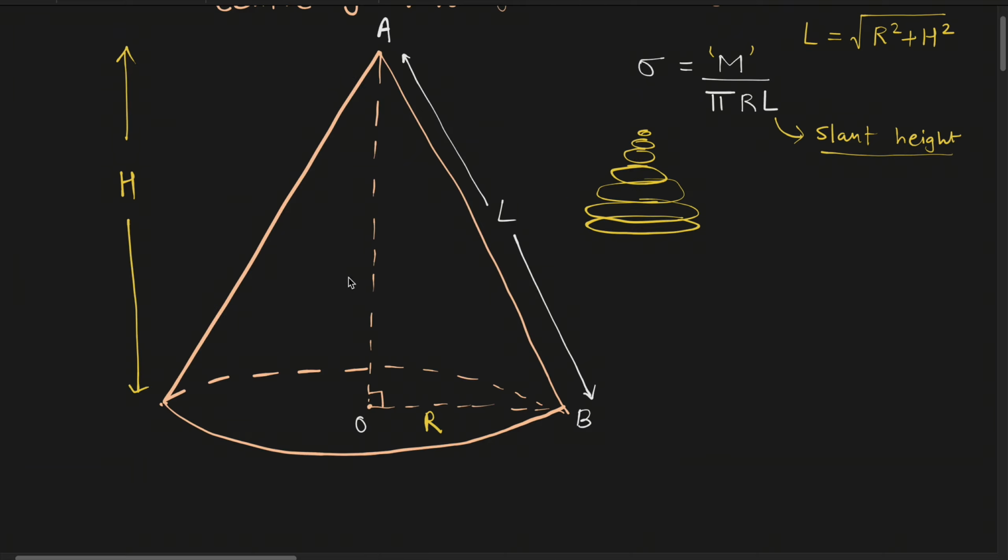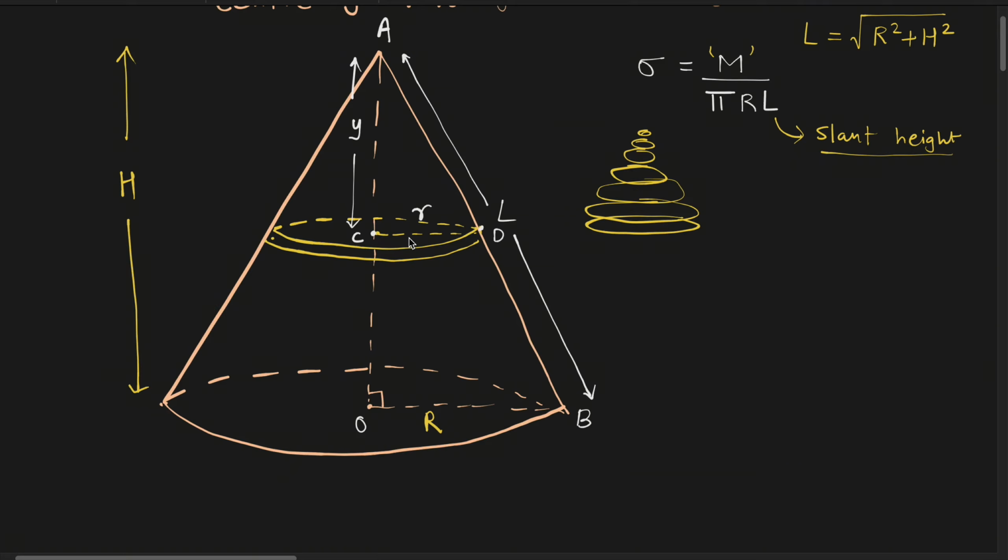Now I am going to take a ring over here like this. Let's say the radius of this ring is small r, and the height over here is y. Let's call this point C and this point D.